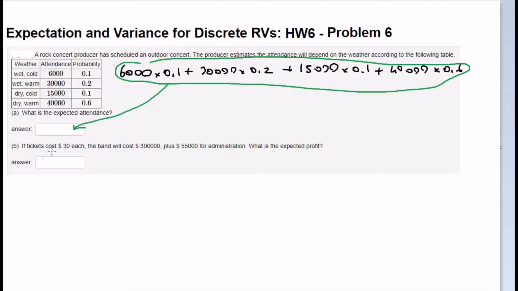Part B is asking, if tickets cost $30 each, the band will cost $30,000 plus $55,000 for administration. What is the expected profit? So for this, first we need to know what the mean is. If we execute these numbers, it's going to be 32,100. And the total cost is 30,000 plus 55,000. And our total receipt will be the expectation or the mean number times the price of the ticket.